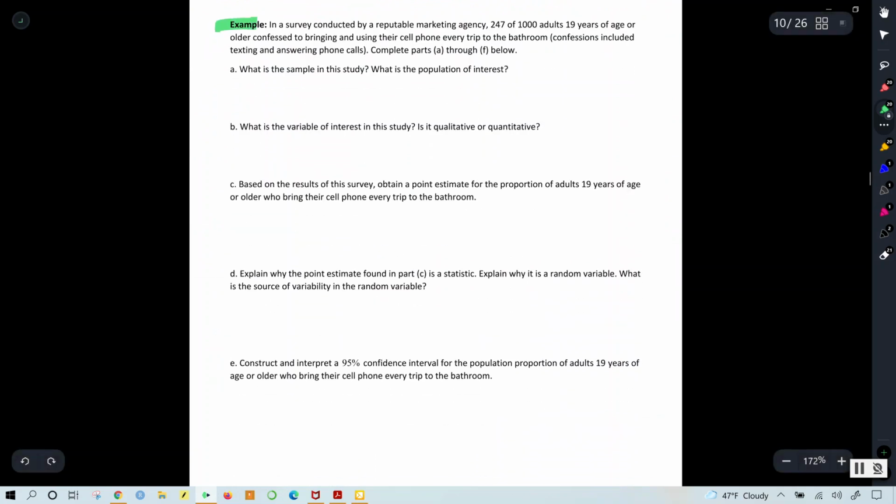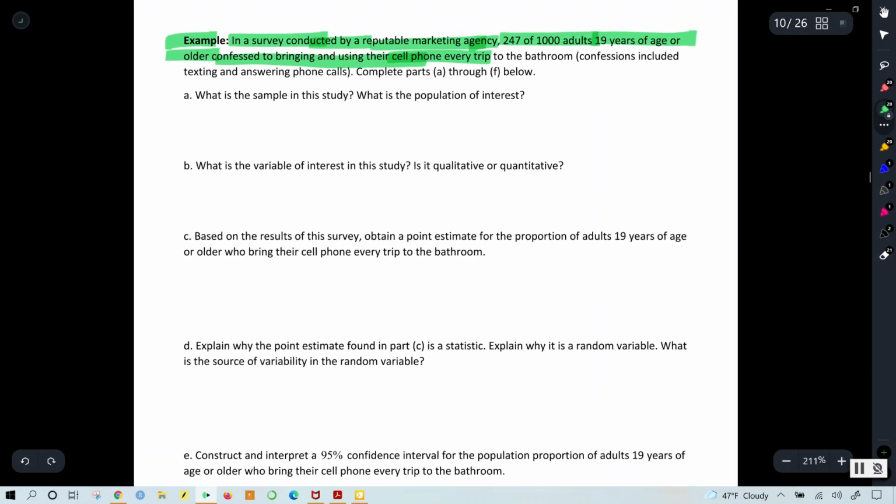In this example, we are told that in a survey conducted by a reputable marketing agency, 247 of 1,000 adults 19 years of age or older confessed to bringing and using their cell phone every trip to the bathroom. Confessions included texting and answering the phone calls. Based on this information, we'd like to complete parts A through F below.